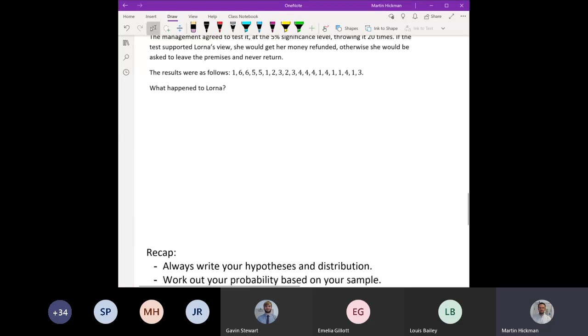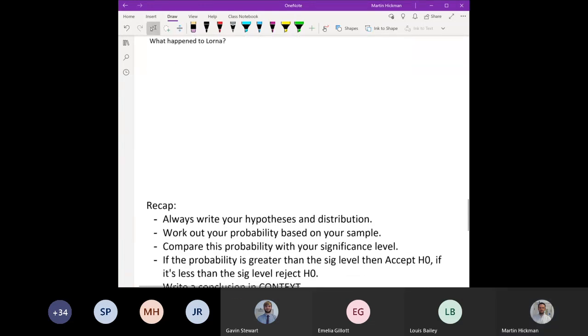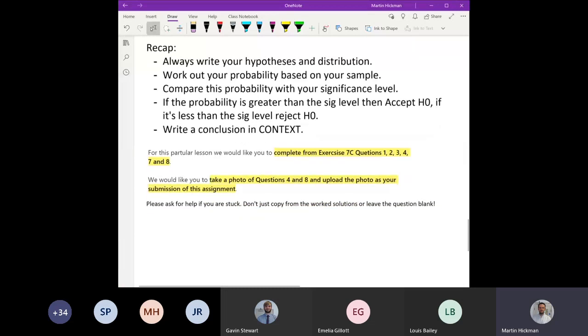I'm just going to go straight into the recap, and a couple of other things that I just need to mention. So just as a recap, what we're going to do with these problems: today we look at one-tailed tests, Thursday we'll look at two-tailed, and Friday we'll look at critical regions. So always write your hypotheses and your distribution. Your null hypothesis will always be probability equals whatever it is, and your alternative hypothesis for the one-tailed test is just going to be greater than or less than that probability.